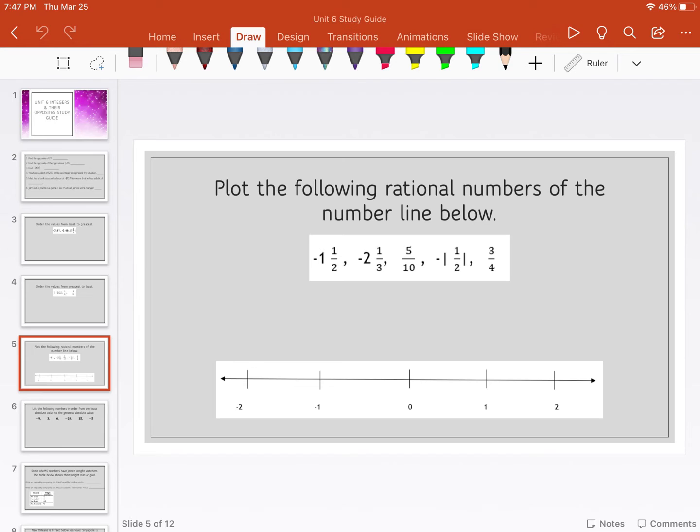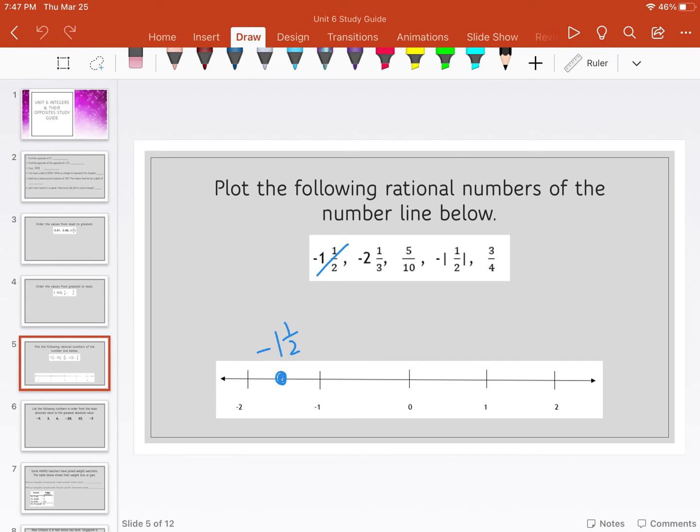All right, for these, we're plotting the rational numbers on the number line below. There's a bunch of ways you can do this. You could change all these fractions to decimals, or you can just think about it logically. For the first one, we've got negative 1.5. So that's actually going to go between negative 1 and negative 2. So around right here, negative 1.5.